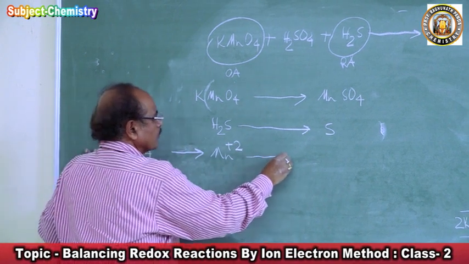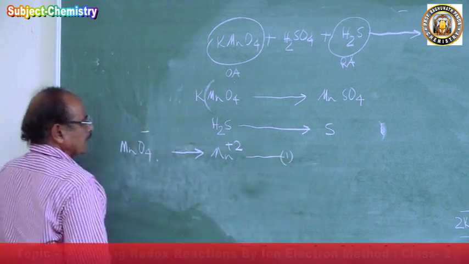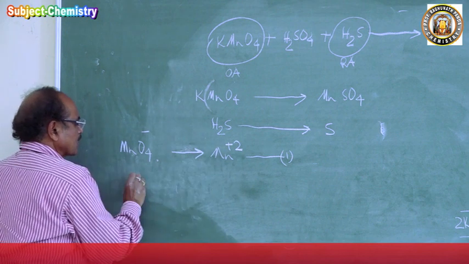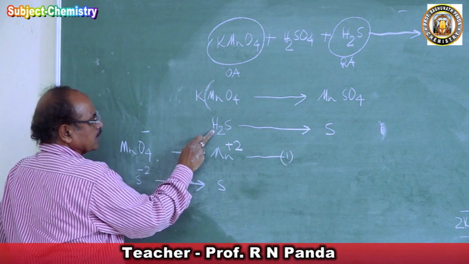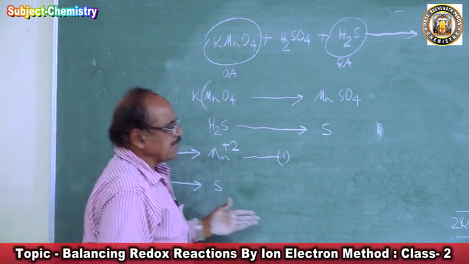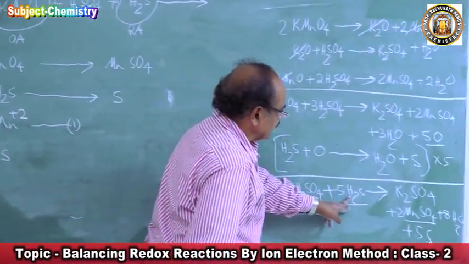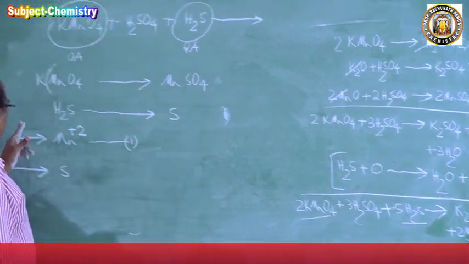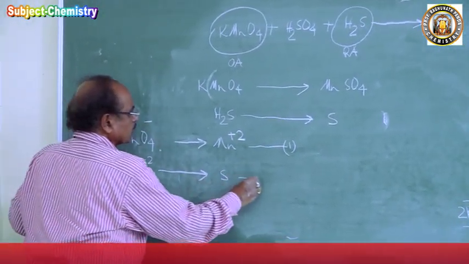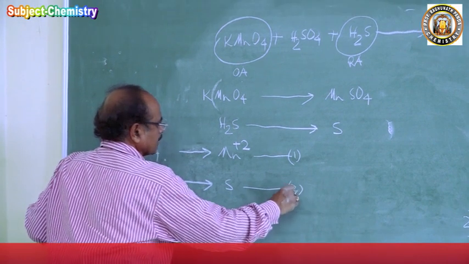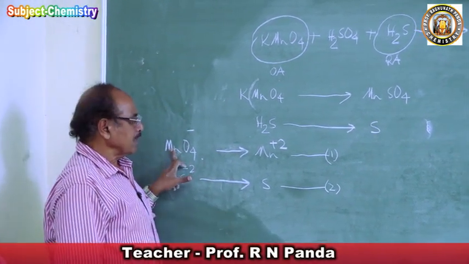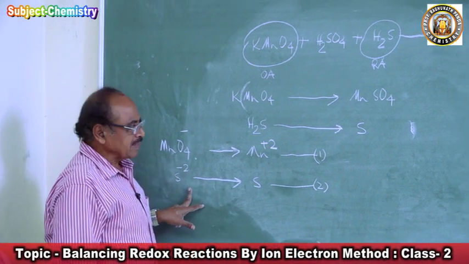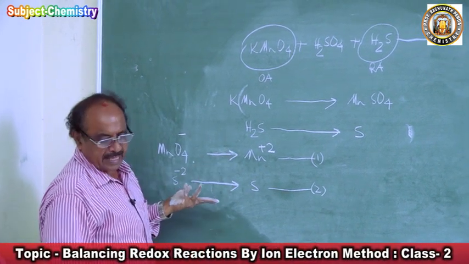So this is the equation for the oxidizing agent, in ionic form. And H2S, S minus 2, is forming sulfur, because the oxidation number of hydrogen is remaining the same. The oxidation number of hydrogen is not changing. So sulfur is forming. So this is the reaction for the reducing agent. We will balance this by the ion electron method, then cancel out the electrons.